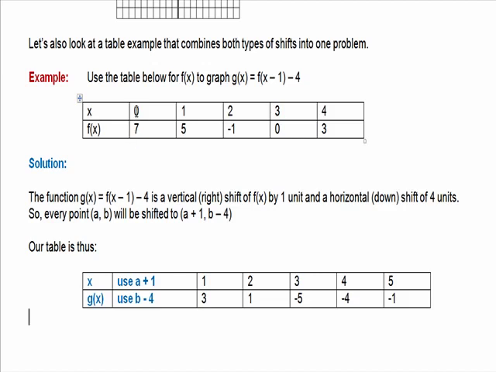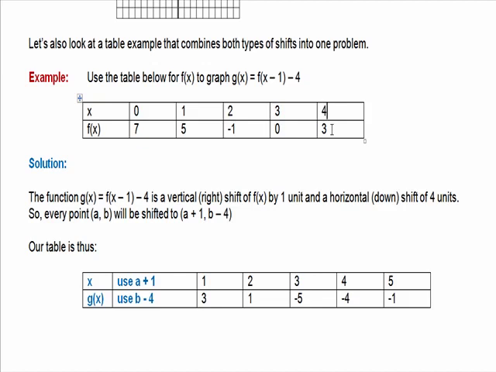So notice I had the point (0, 7). So I add 1 to the x, that gives me 1. And I subtract 4 from the 7, that gives me 3. Add 1 to the 1 gives me 2. Subtract 4 gives me 1. Add 1 gives me 3. Subtract 4 gives me negative 5. Add 1 gives me 4. Subtract 4 gives me negative 4. Add 1 to the 4 because I'm shifting right, gives me 5. Shift down 4 units. 3 minus 4 is negative 1.